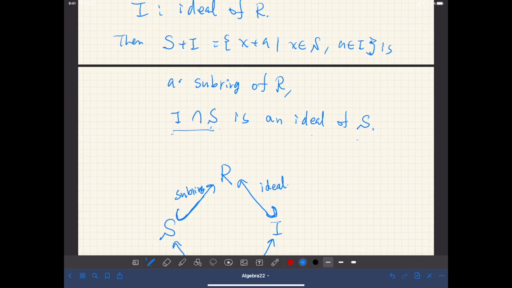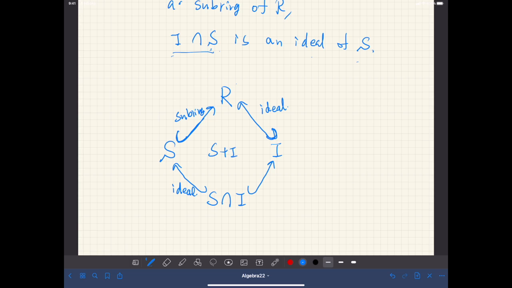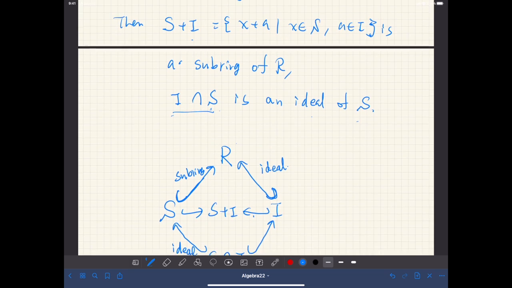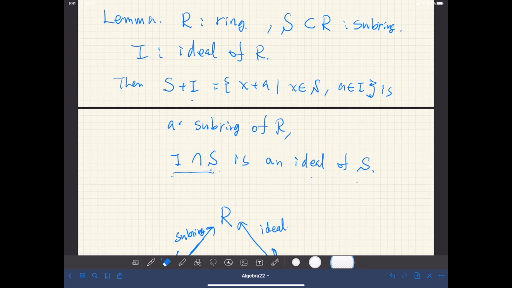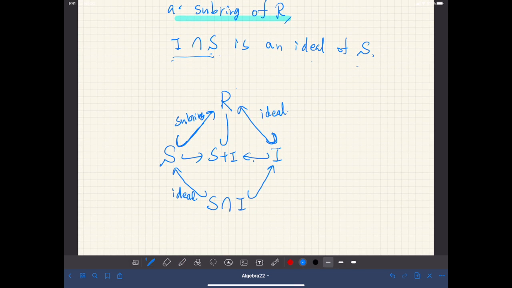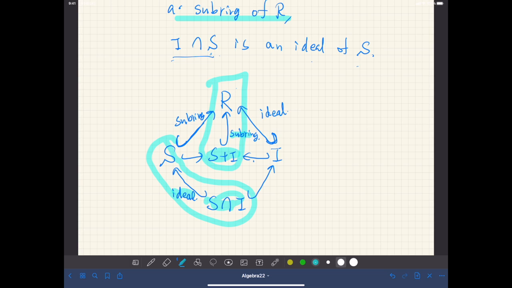And we have S plus I here, with embedding mappings from S and from I. S plus I is a subring of R. So here's the situation: we have this as a subring and this as an ideal of S. What's given is R, S, and I, where I is an ideal and S is a subring of R. Try to prove this lemma.